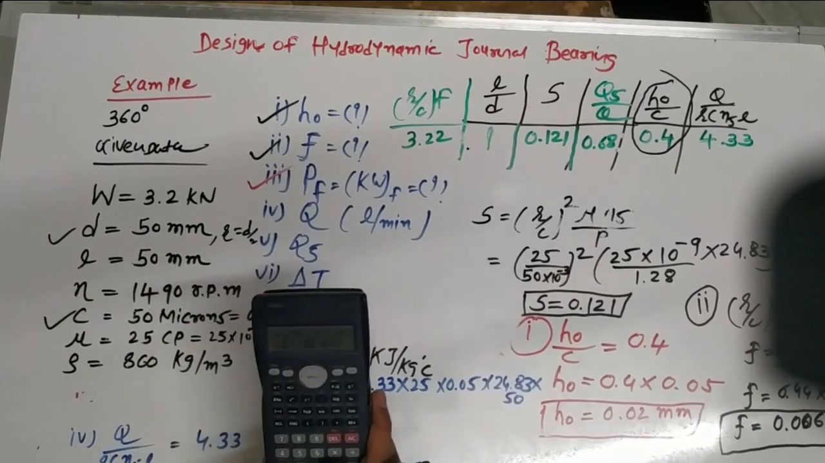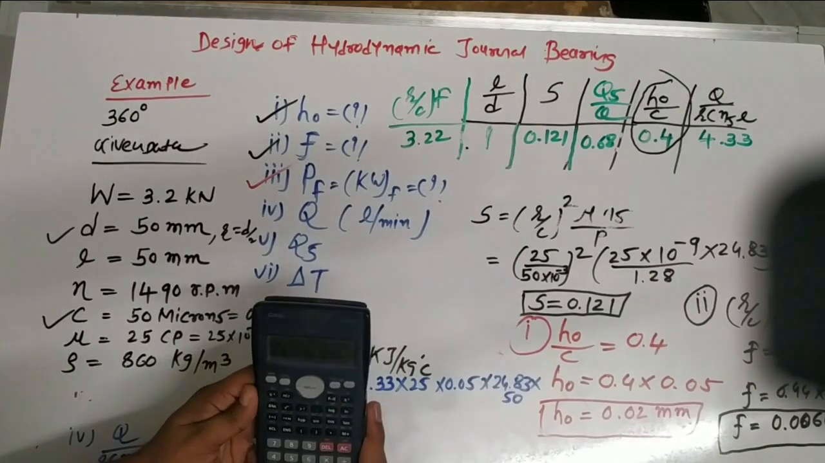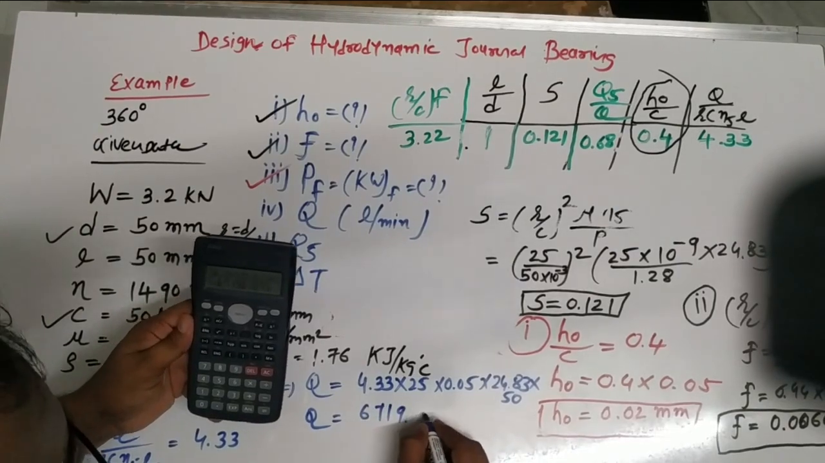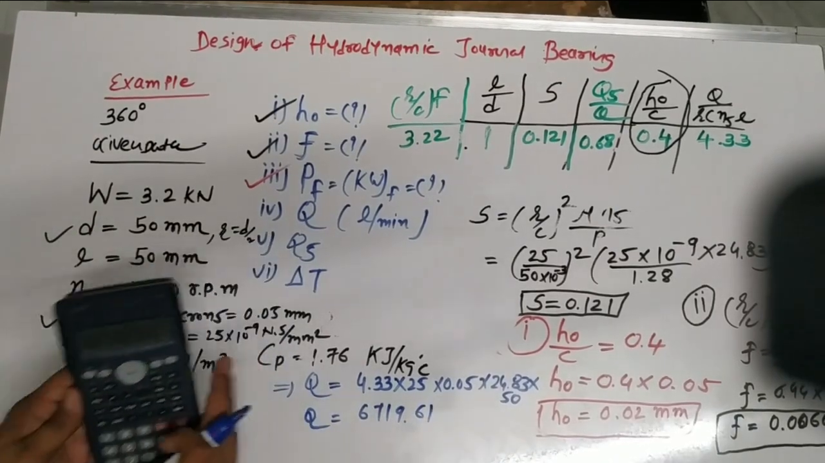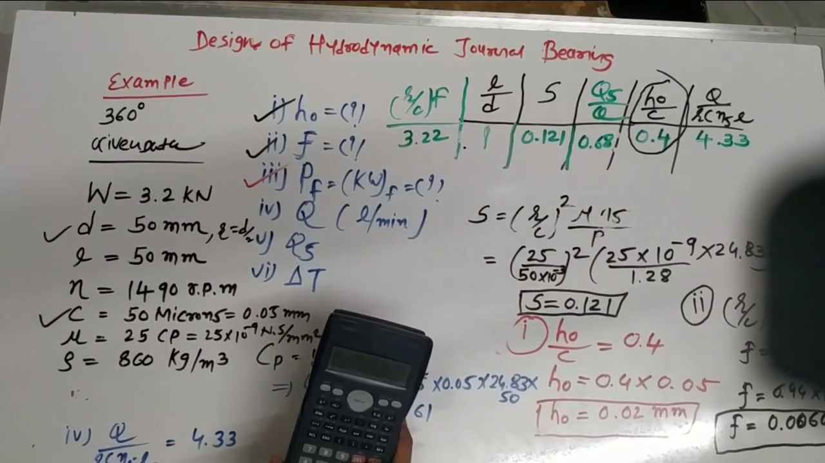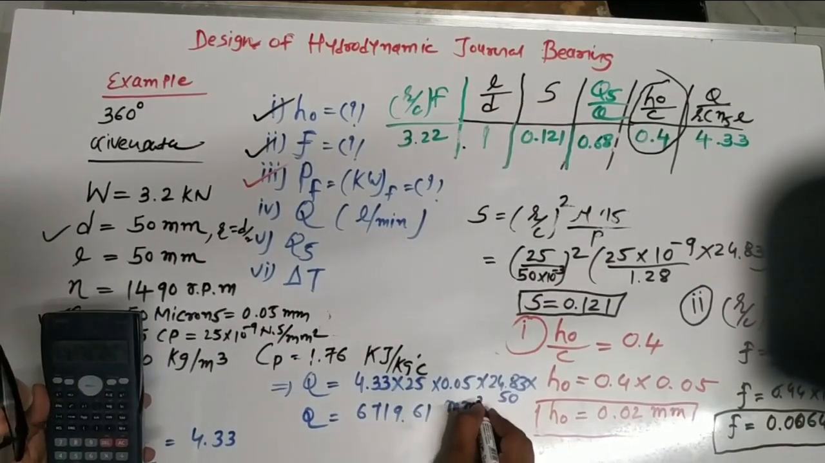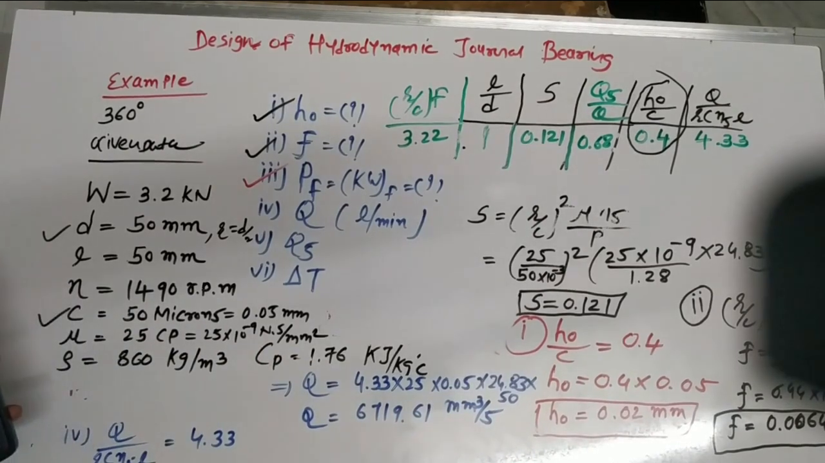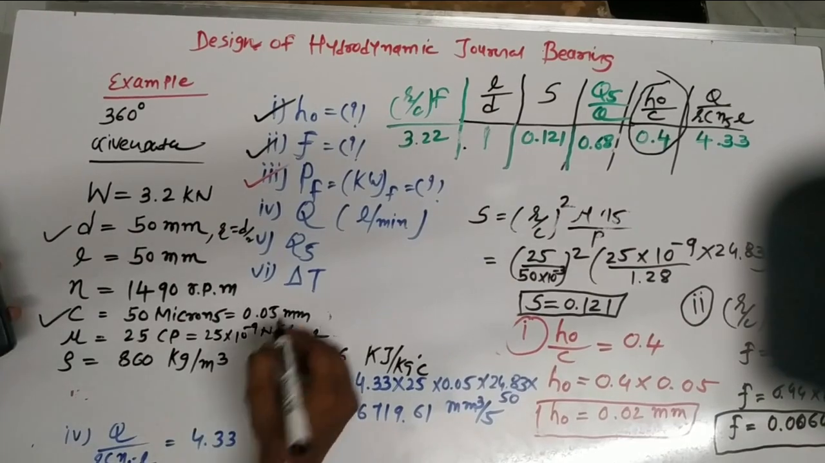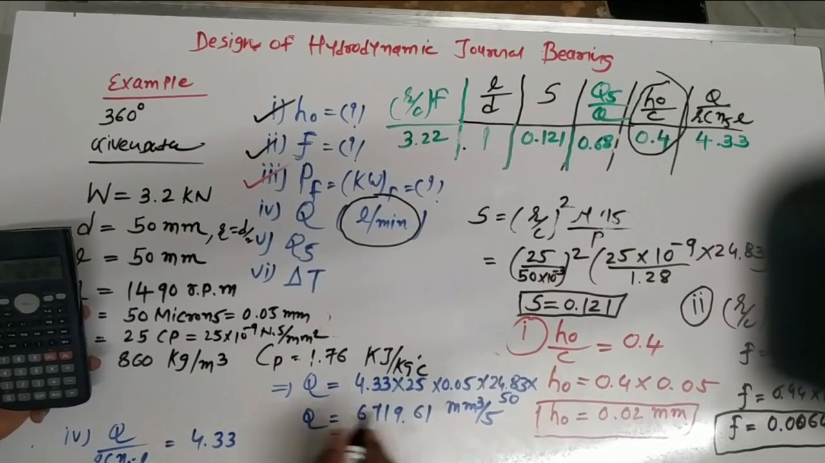So the answer you can see here is 6719.61. Flow rate is generally taken in mm cube per second because all dimensions are in mm. So here the answer is in mm cube per second. But if you read the question, the data is asked in liter per minute, so we have to convert this mm cube per second into liter per minute.